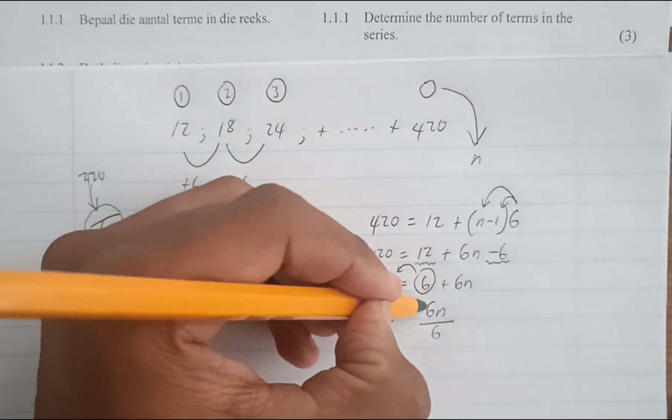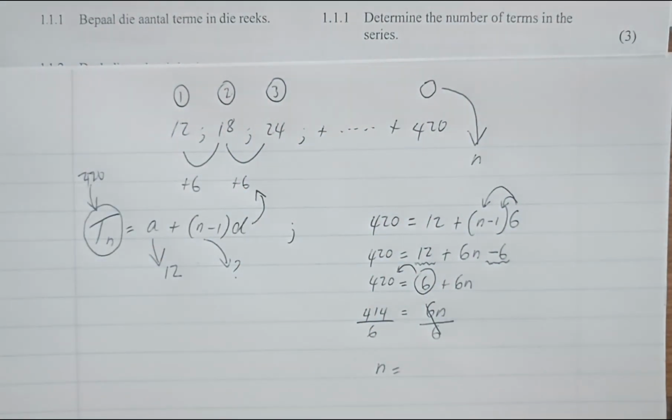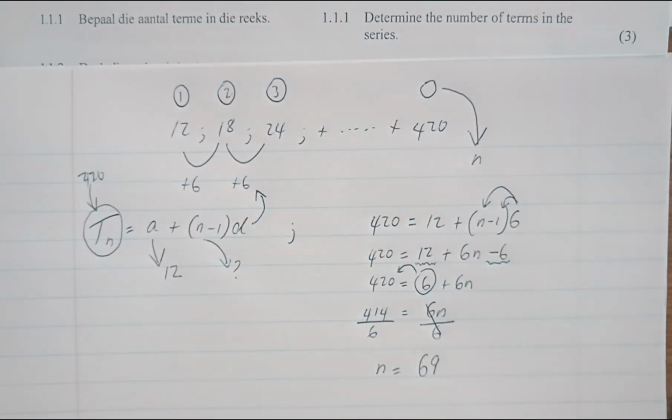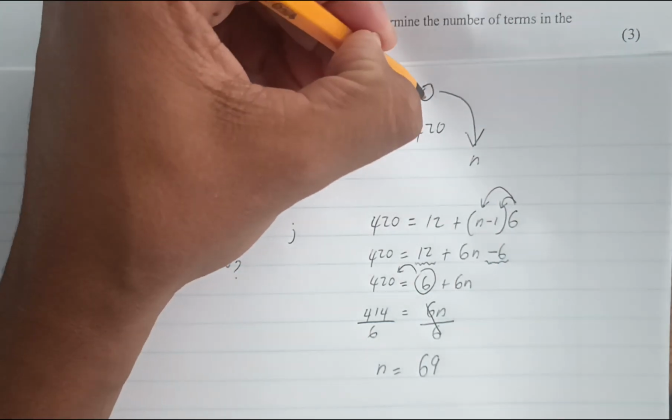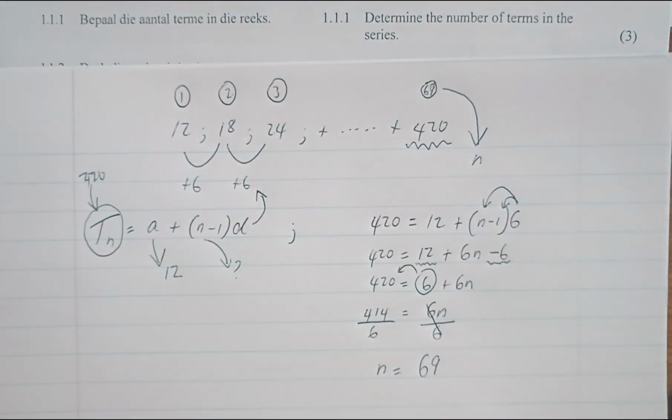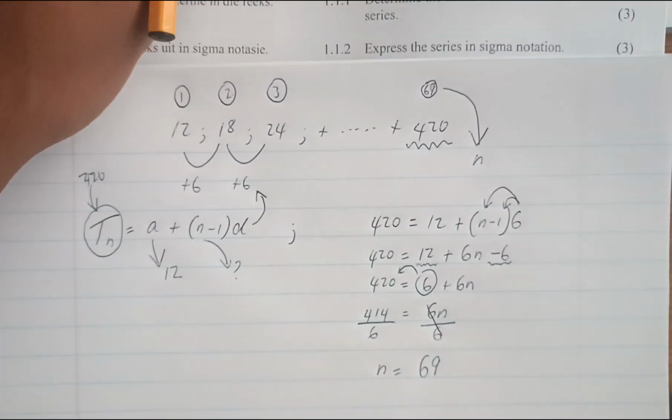All right, so then I'm going to end up with n is equal to, let's get our calculators quickly, 414 divided by 6, and that is 69. Okay, so what this means is if I had my sequence over here, 1, 2, 3, when I got to the 69th number, that 69th number would have been 420, meaning that there are 69 terms in this given series. Okay, let's go straight into the next one as well.